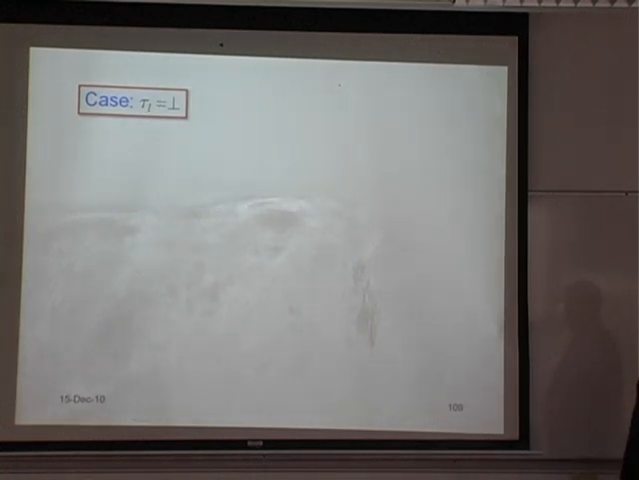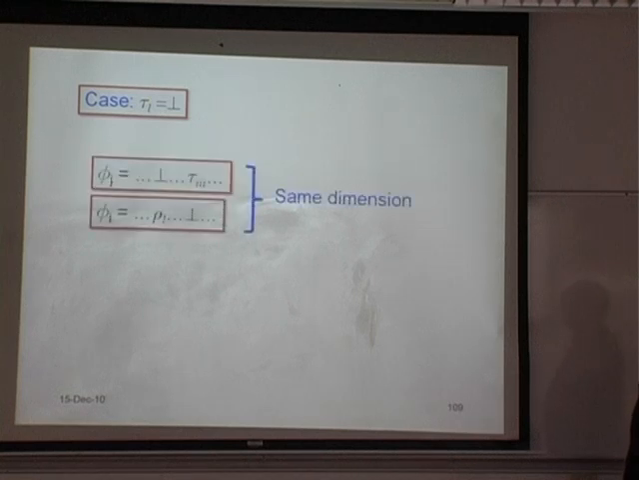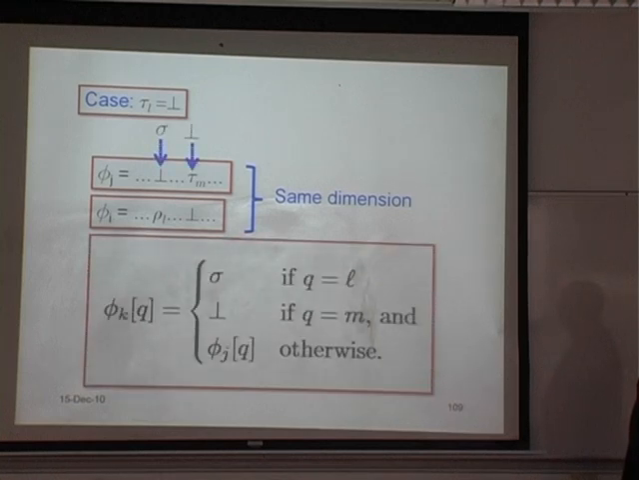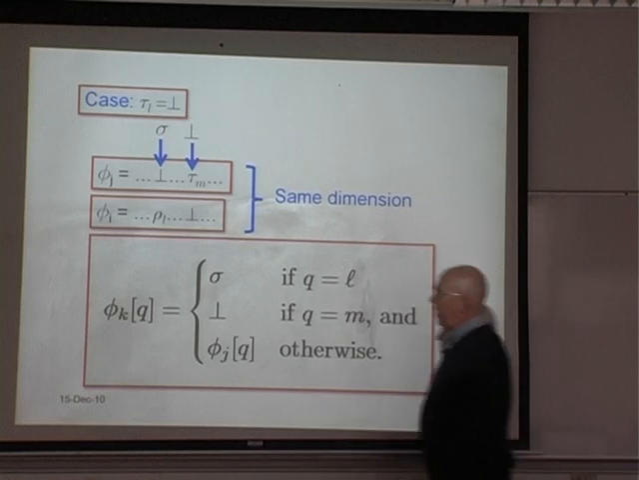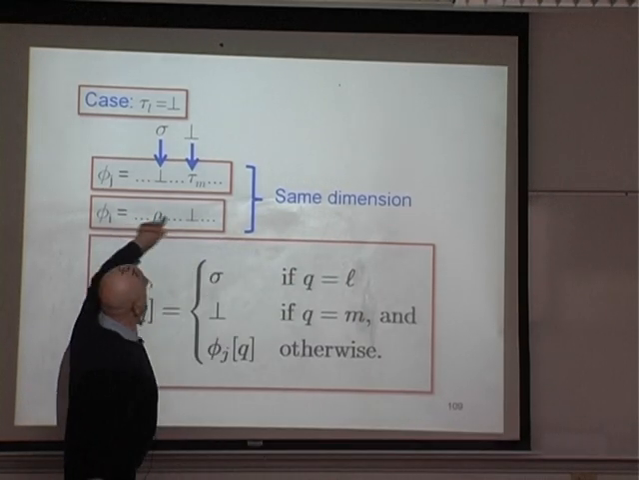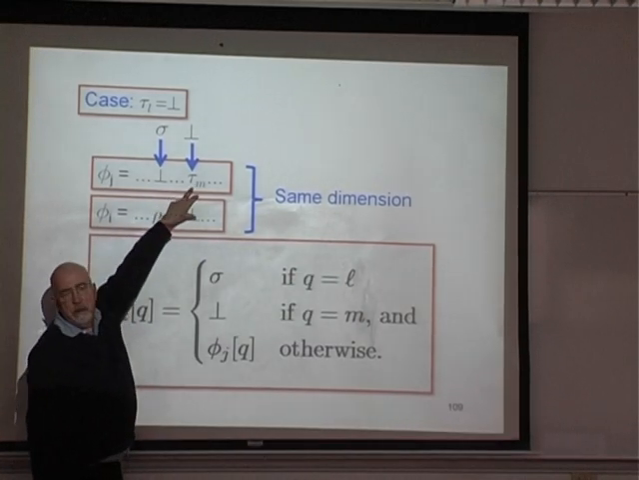So that's one case. The other case is suppose tau sub L is bottom. Then notice that phi j and phi I have the same dimension. So it must be the case that if we have bottom here and something here, then there must be a later index where it's the other way around.